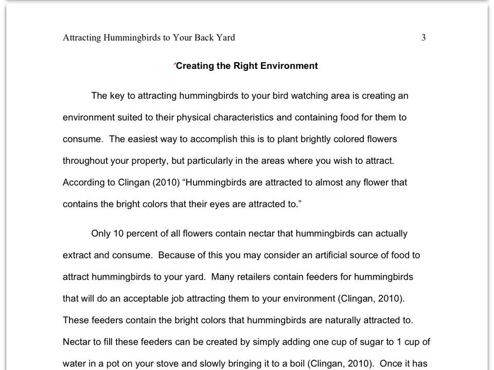According to Klingon, hummingbirds are attracted to almost any flower that contains bright colors that their eyes are attracted to. Okay. The sentence is a little awkward, but it's a quote, so as long as it's a quote, that's fine. But what we have to look at is, and what you would likely see here if you quoted this, you would probably see unnecessary quote. And I say that because you have to wonder, what exactly does this quote do for my paper? Hummingbirds are attracted to almost any flower that contains bright colors that their eyes are attracted to.